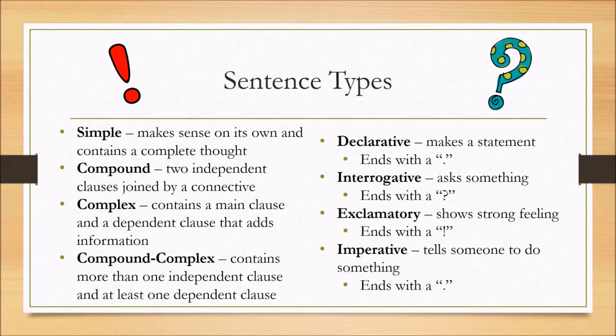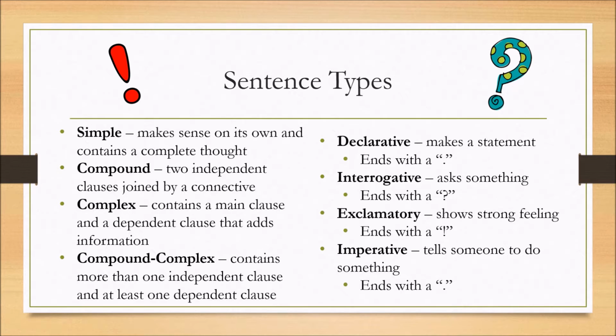Then we have compound complex. I have a pencil and I have a pen because I am at school. That sentence contains two independent clauses and one dependent clause. Then we have declarative. I can say, I have a pencil. This makes a statement and ends with a period.